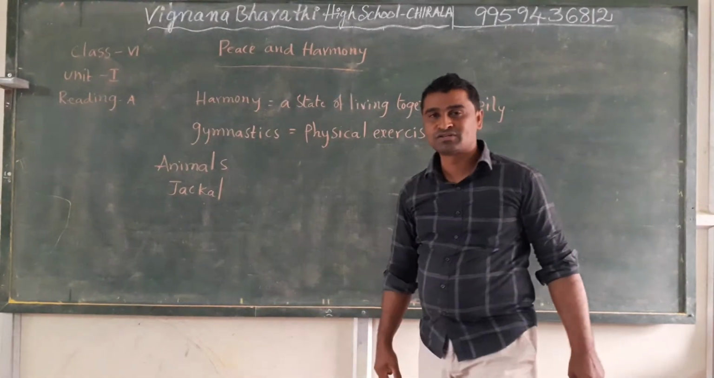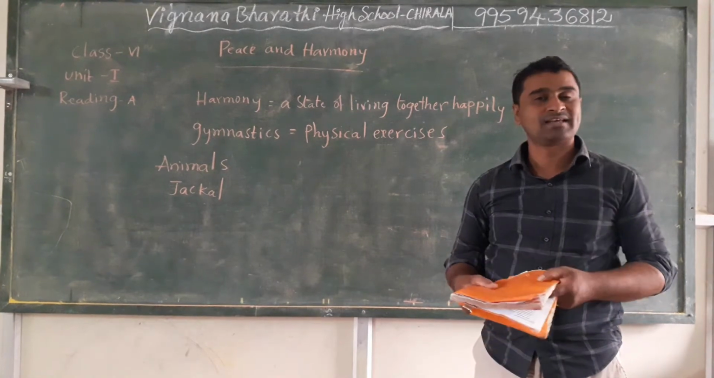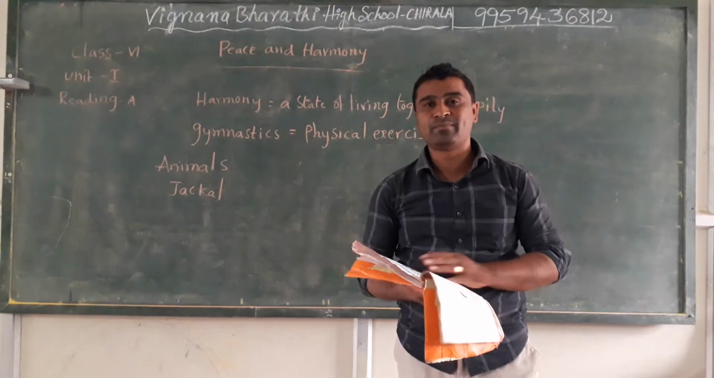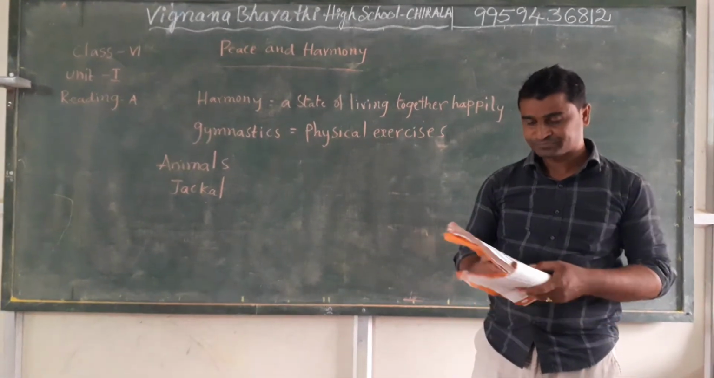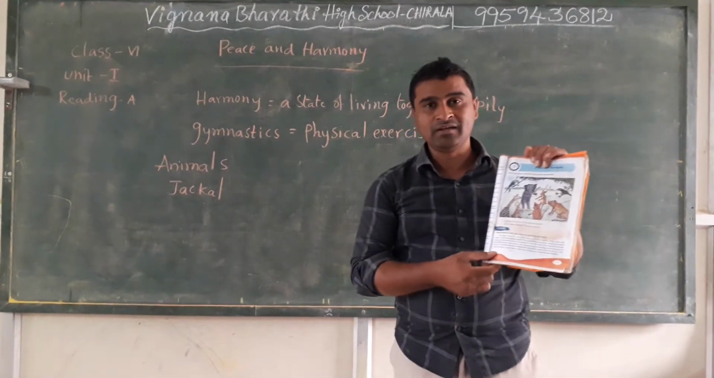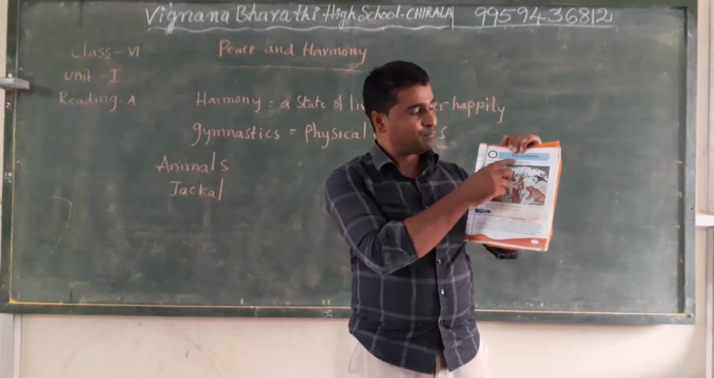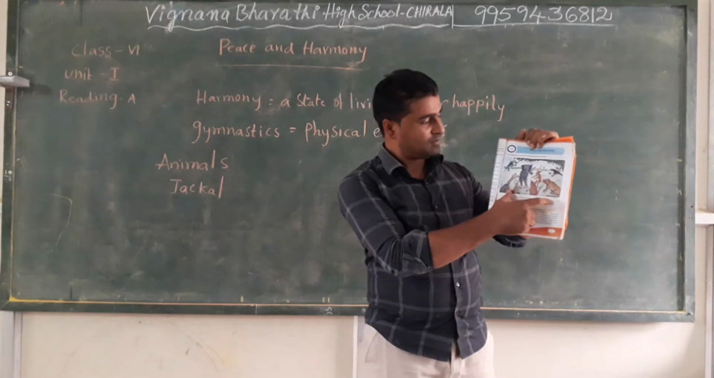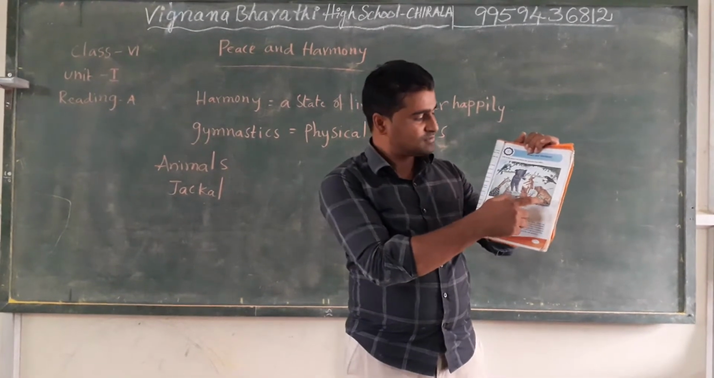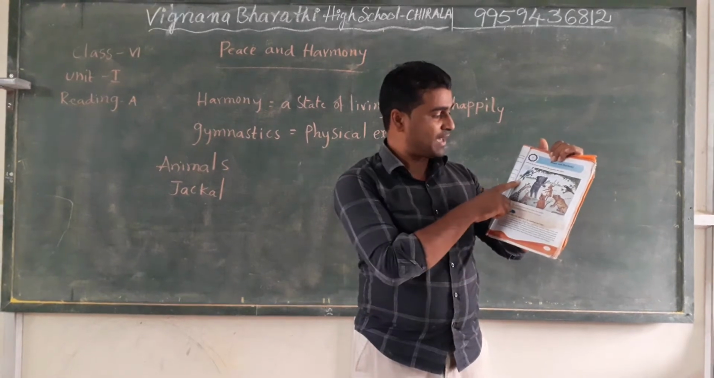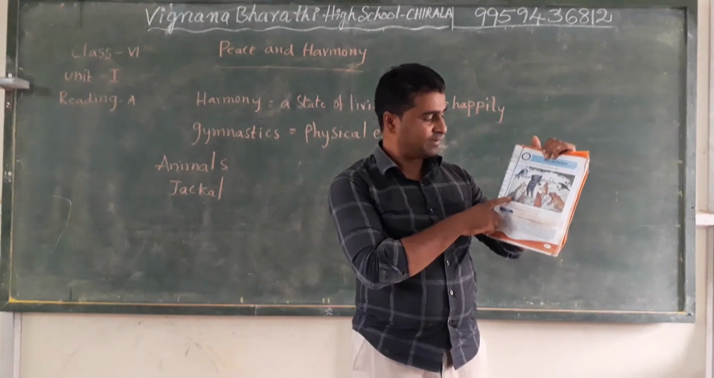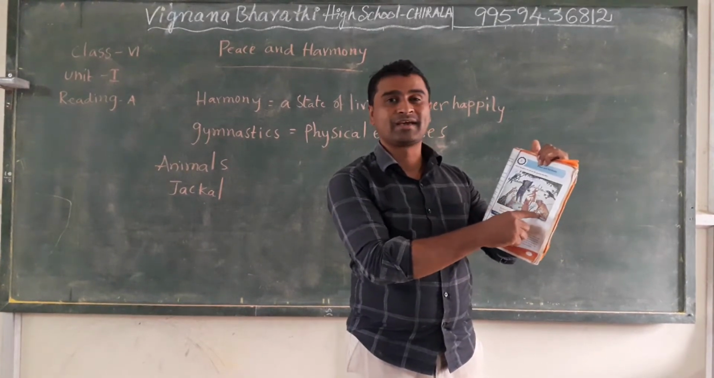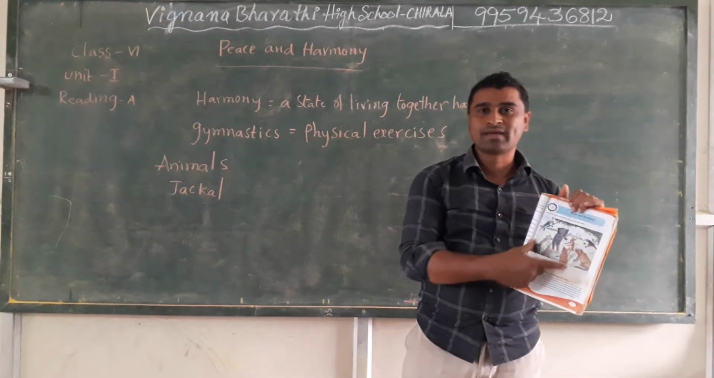I request you to open your 6th class textbooks, and open page number 1. Look at the textbooks. See here, first page, Peace and Harmony. This is called the face sheet. In this, you can see animals in the picture. There is a parrot, elephant, giraffe, rabbit, monkey, deer, crow, tiger. All these animals you can see together.